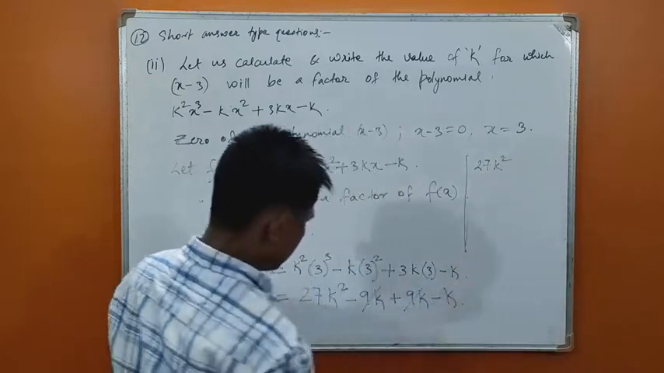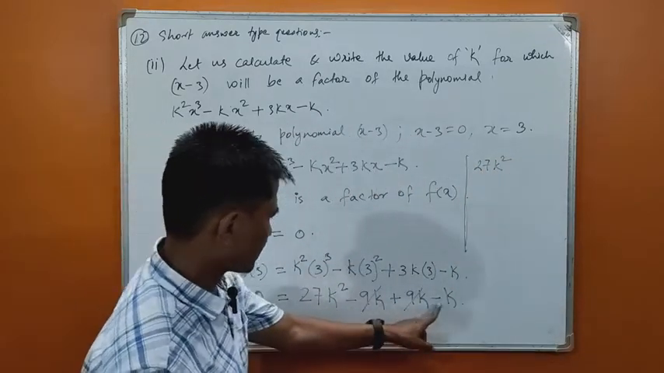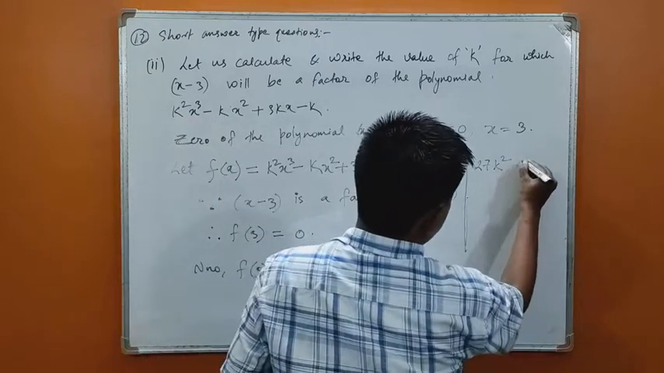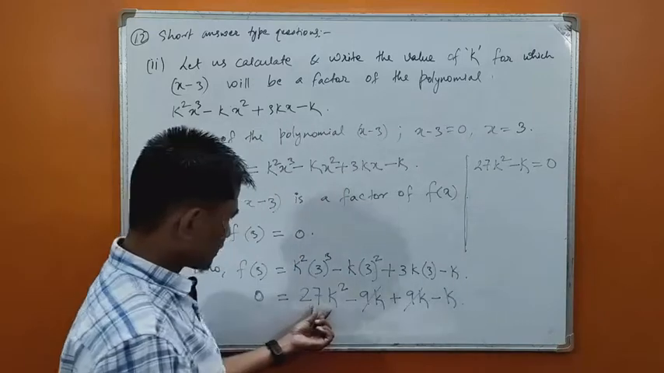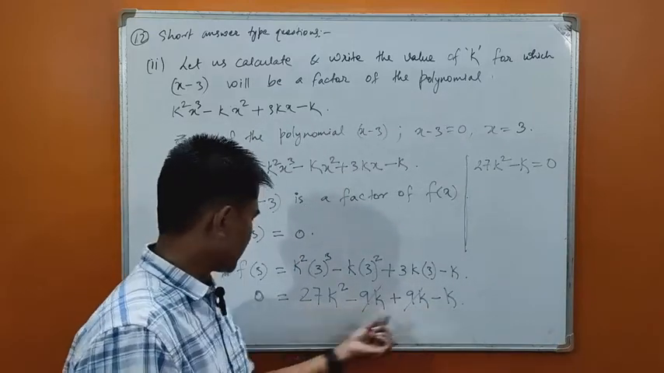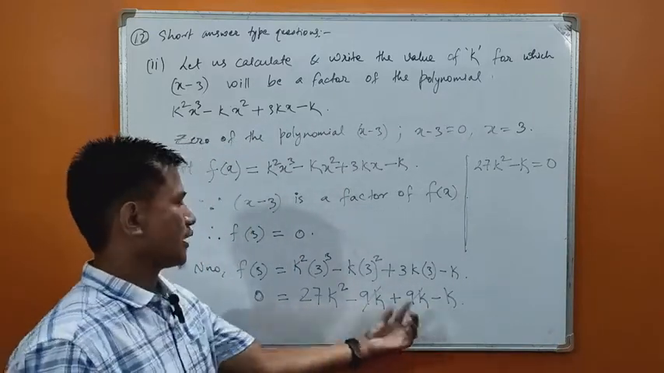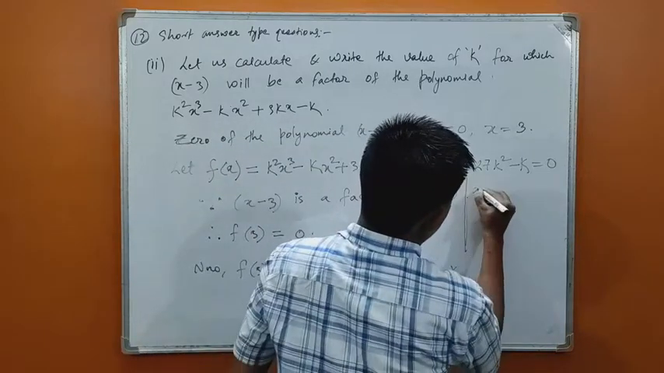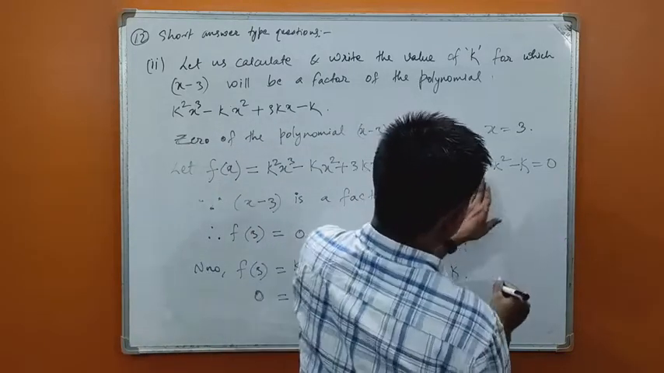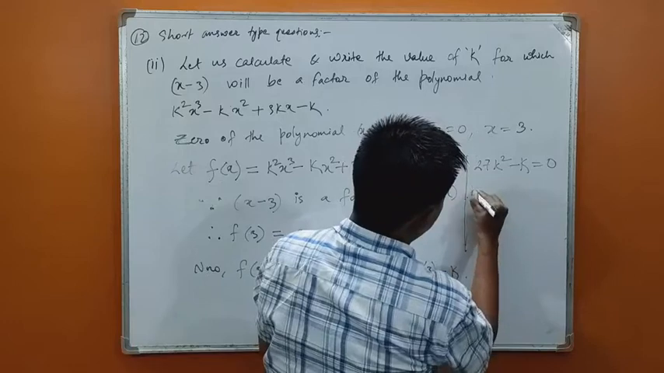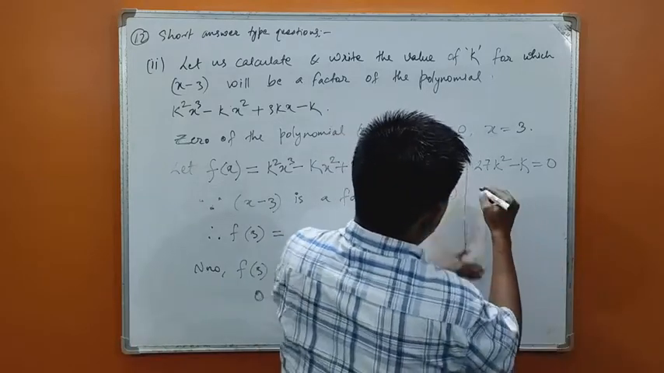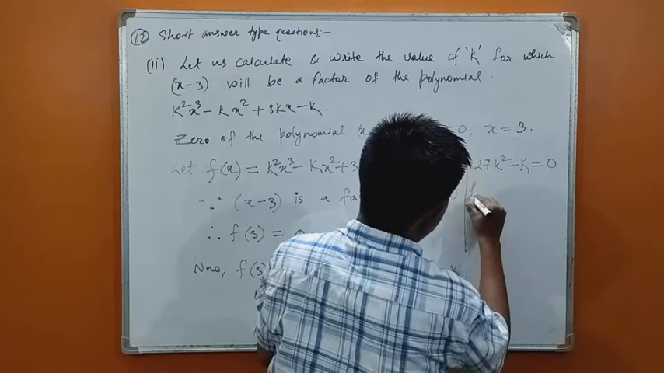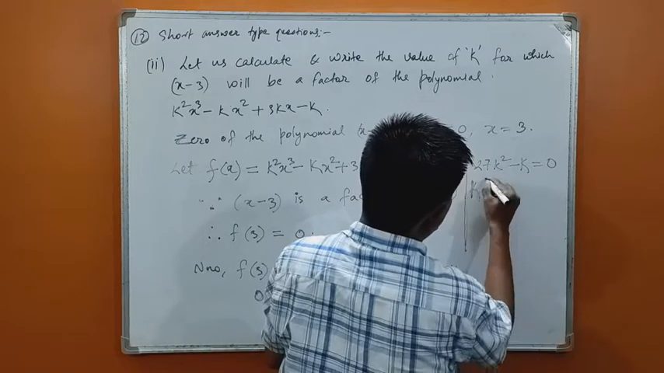27k square minus k equals to 0, isn't it? 27k square minus k equals to 0. These two are cancelled. Now let us take k common.